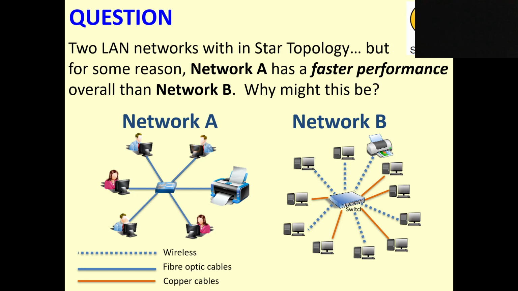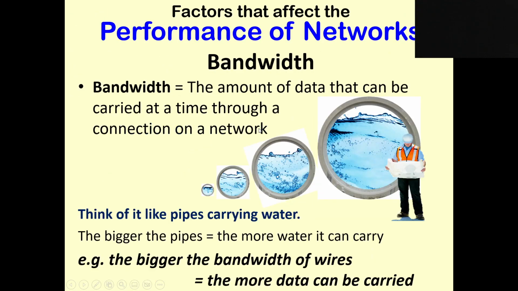Network A has fewer users on it. It also has fiber optic cables, and it doesn't use wireless. Network B has lots more different computers connected to it. It also has older cables like copper cables. It has wireless that could slow it down with data traveling through walls and things. So there are differences between these two, and different things to think about that affect the performance of a network.